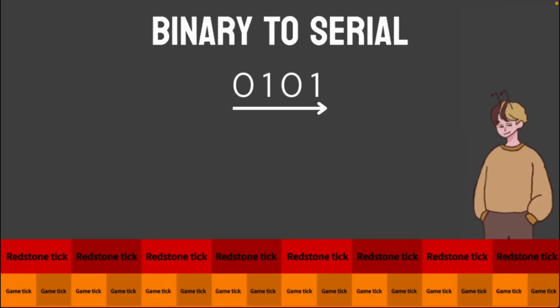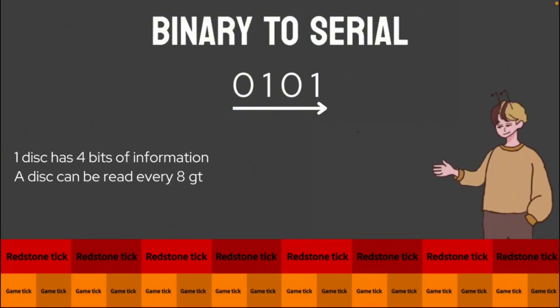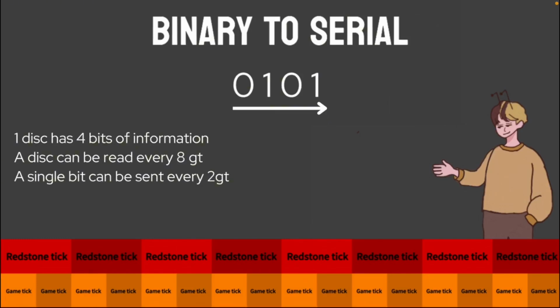Here I have a little graph below me to show redstone ticks and game ticks. Every 2 game ticks equals 1 redstone tick, and 1 disk has 4 bits of information, and we can read 1 disk every 8 game ticks. A single bit of binary can be sent every 2 game ticks, so that means that every 4 redstone ticks or 8 game ticks, we can send 4 bits of information, which is equal to exactly 1 disk, and it takes 8 game ticks to read 1 disk. So this works very well. The numbers here align perfectly.